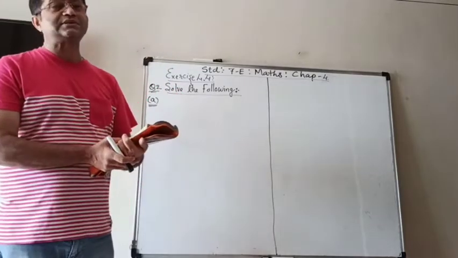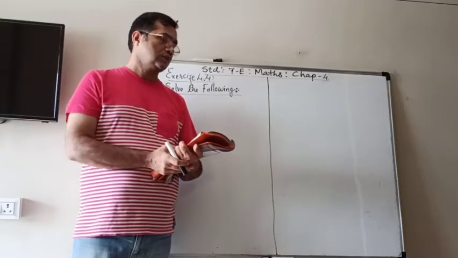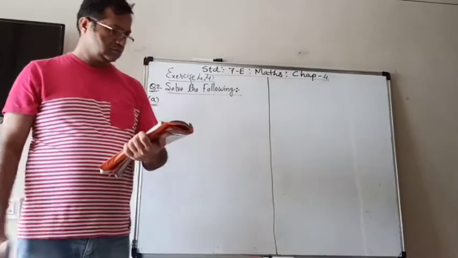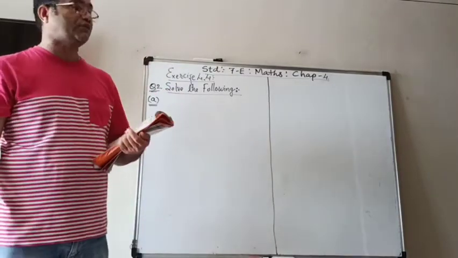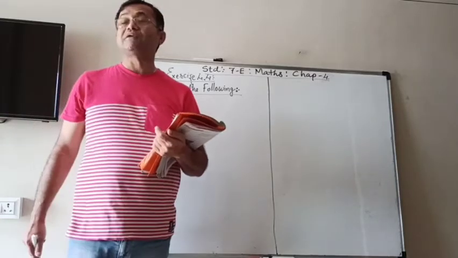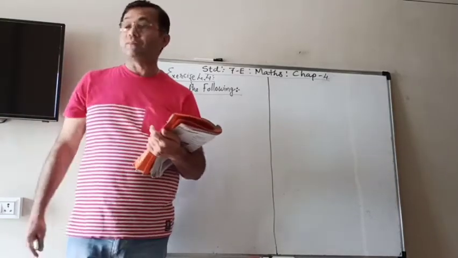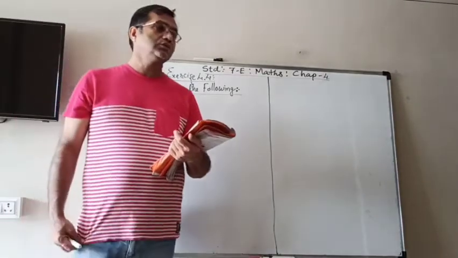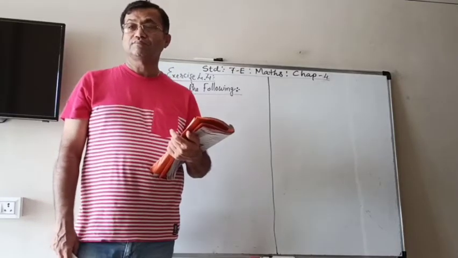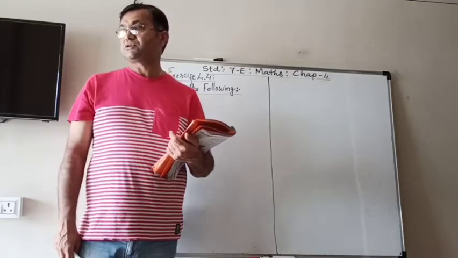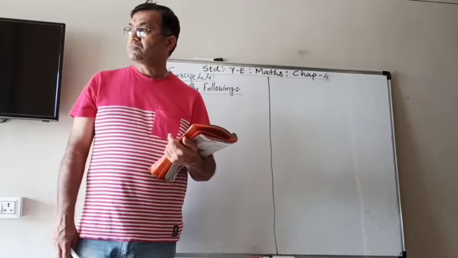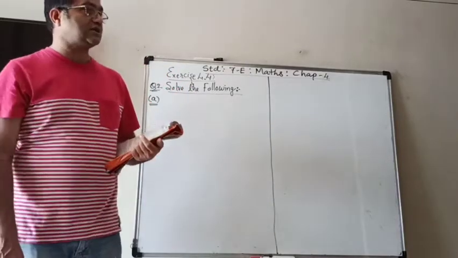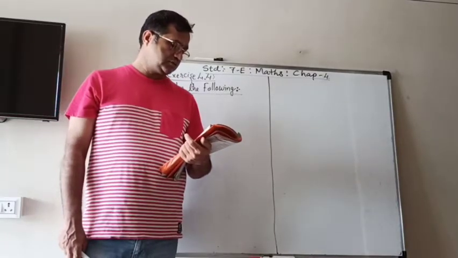Chapter number 4, simple equations, in which we are at exercise number 4.4, solving word problems. We have to first form an equation from the given conditions, and then find the solution of that simple equation to get the answer of that word problem.